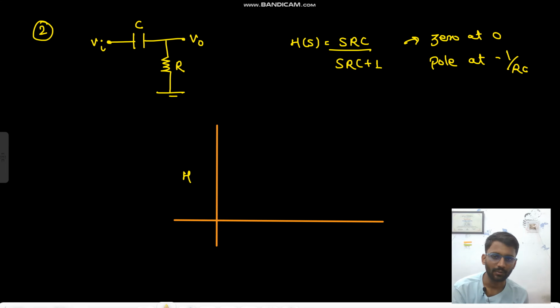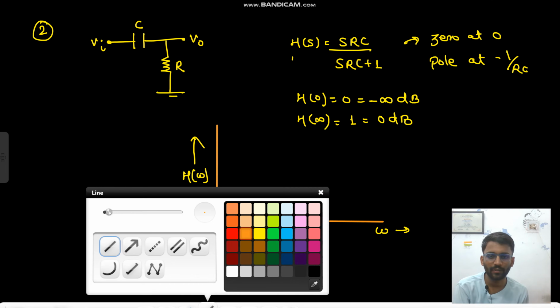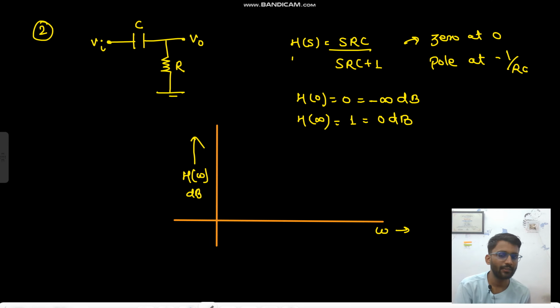Okay, so this is h of omega in dB, and this is frequency. And what is the value at h of 0? It is 0, which means minus infinity dB. And what is the value at h equals infinity? It is 1, which means 0 dB, right? So drawing the Bode plot, at omega equals 0 only, you have a gain of minus infinity, and also you have a 0.